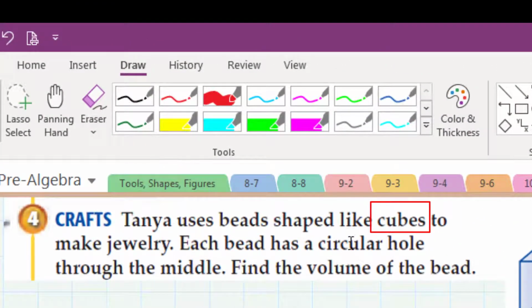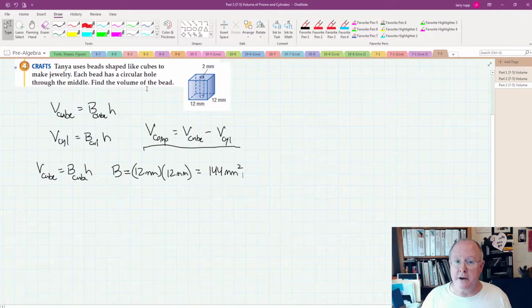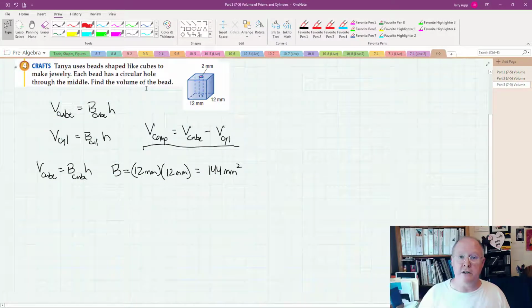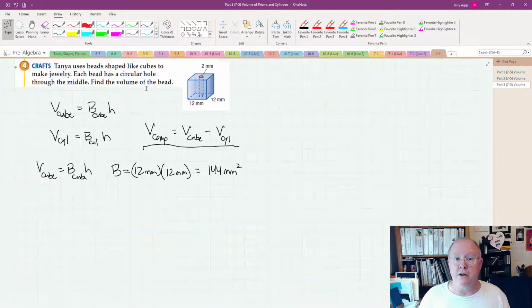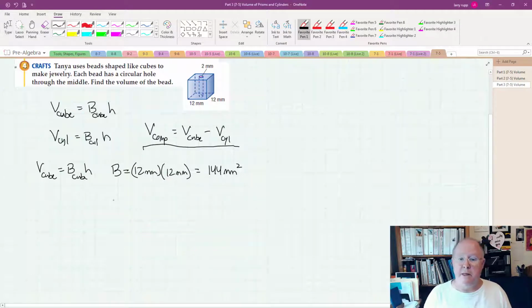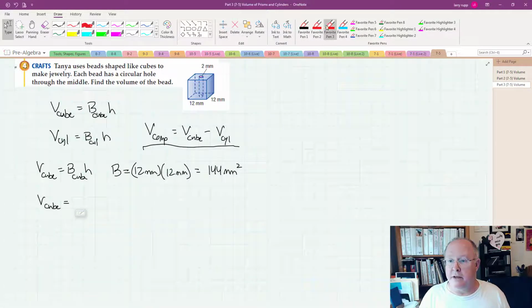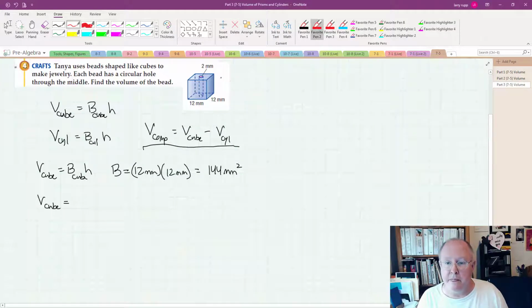It says Tanya uses beads shaped like cubes. A cube is a square that's pulled up into 3 dimensions. Just like a square has all of its sides the same, a cube by definition has all of its sides the same, which means then that the height is also going to be 12 millimeters. I will write that in red up here. Therefore, the height, h, is also equal to 12 millimeters.